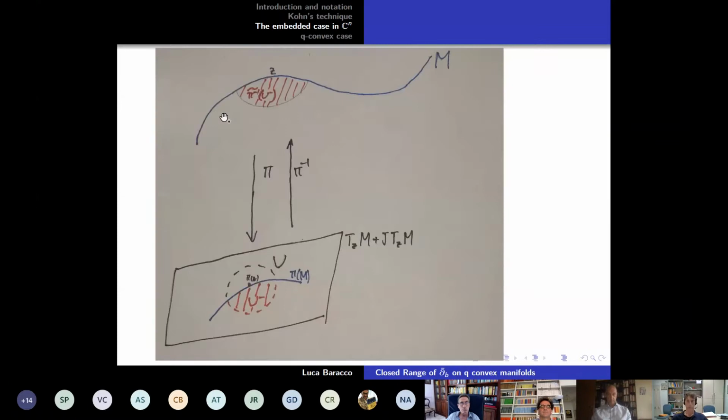So let me draw a picture. Here we have M, our point Z. We take the projection on TzM plus JTzM. Pi of M is a hypersurface in Cp. Here we have the pseudo-convex side of pi of M, and pi minus 1 extends holomorphically on U minus, and the image of this half space in Cn is a complex manifold of dimension p whose boundary is, well, the image of pi of M, which is M.